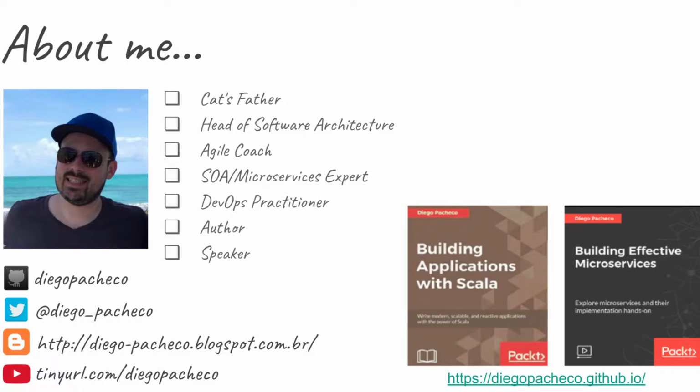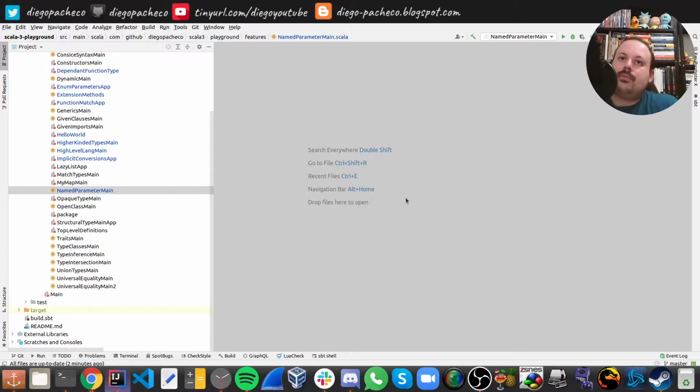So this will be part 3 and the final part about Scala 3. If you didn't watch the other two videos, I recommend you watch them. Let's get started. In the previous video we stopped at named parameters, and now we're going to move on to opaque types.